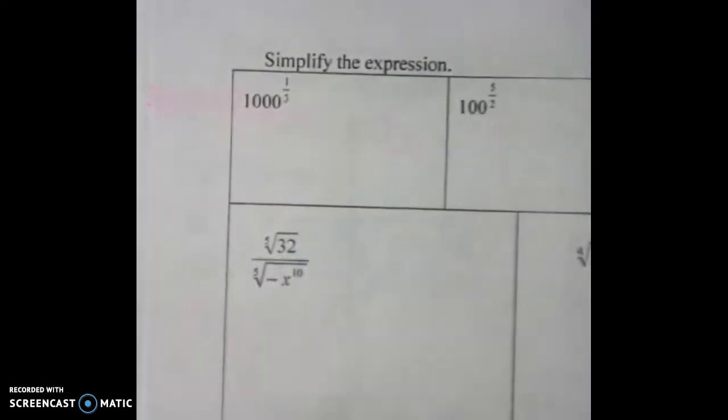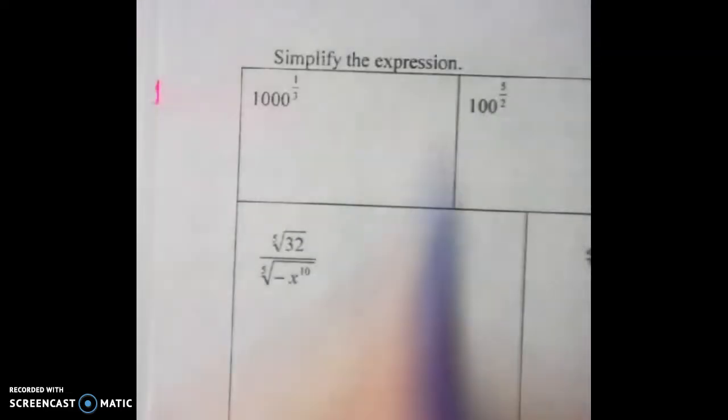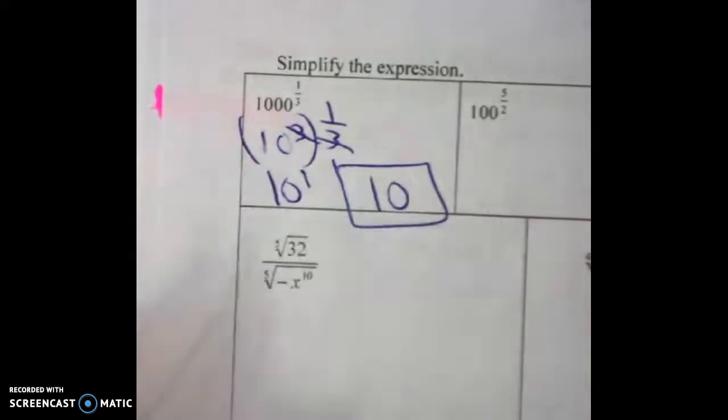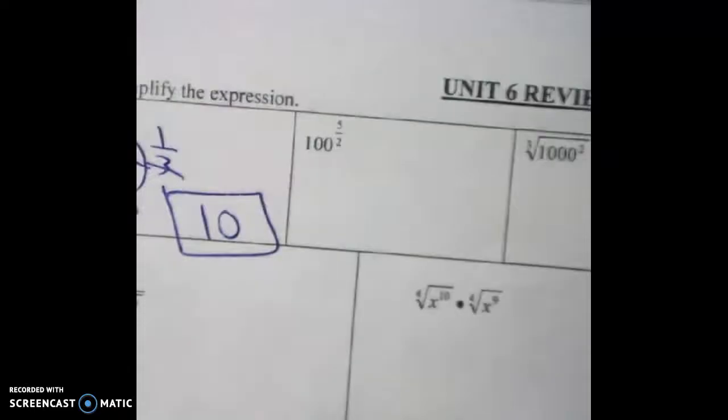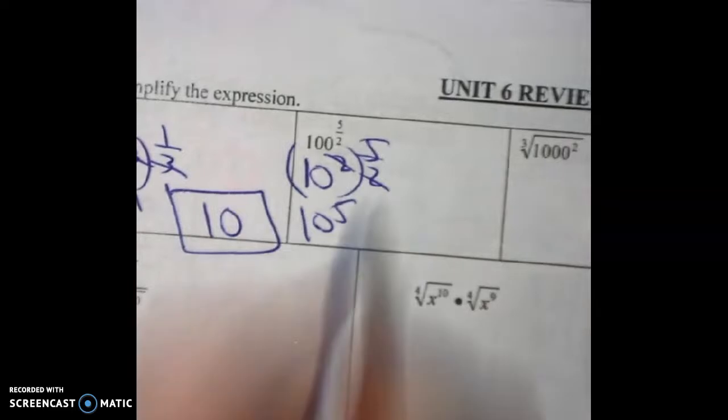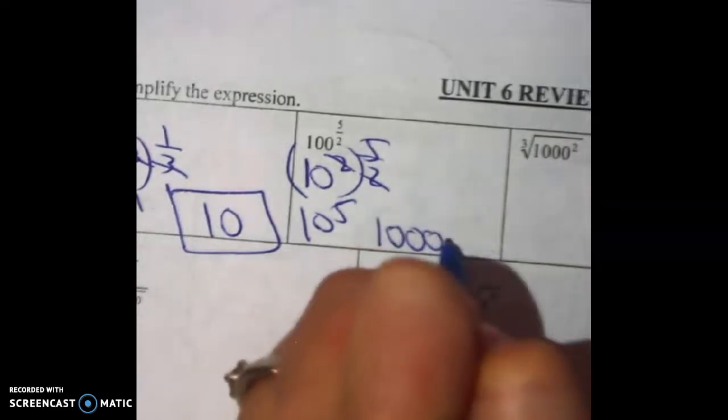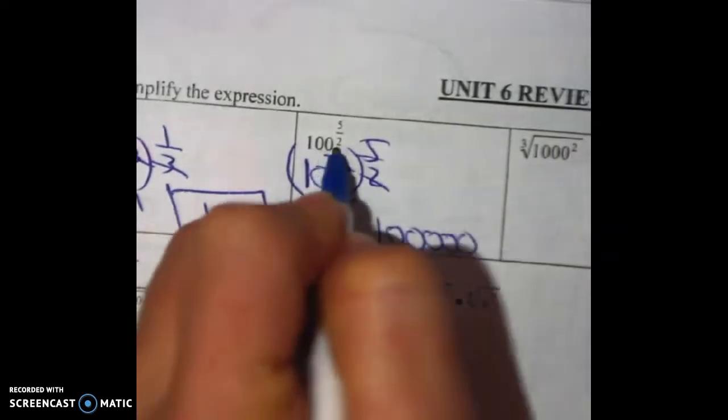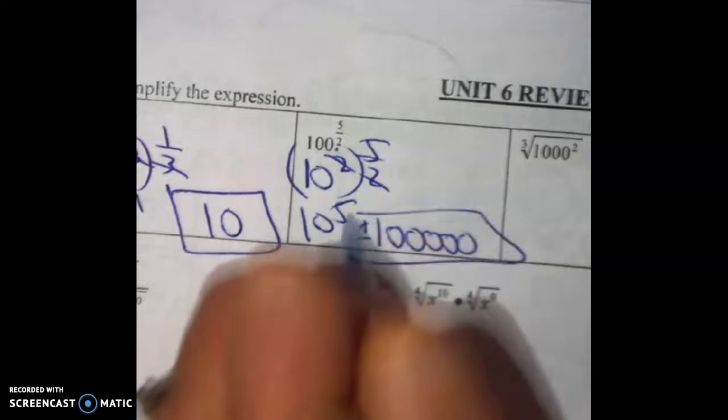Okay. So whenever I see 1,000, I think 10 to the third, then to the 1/3, bye-bye, 10 to the first is 10. Okay, so 100 is 10 squared to the 5 halves, bye-bye, 10 to the 5th is a 1 with 5 zeros, since it's square rooted, plus or minus.